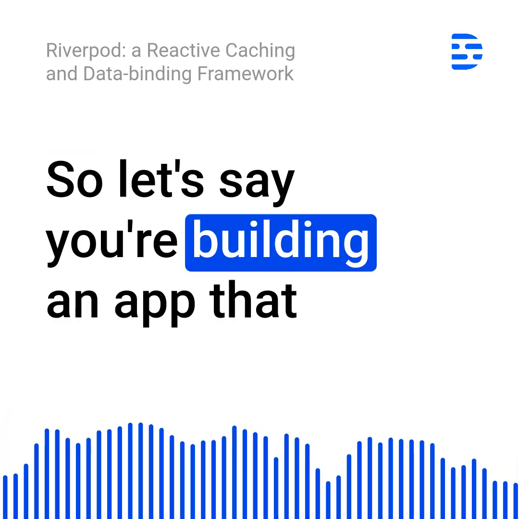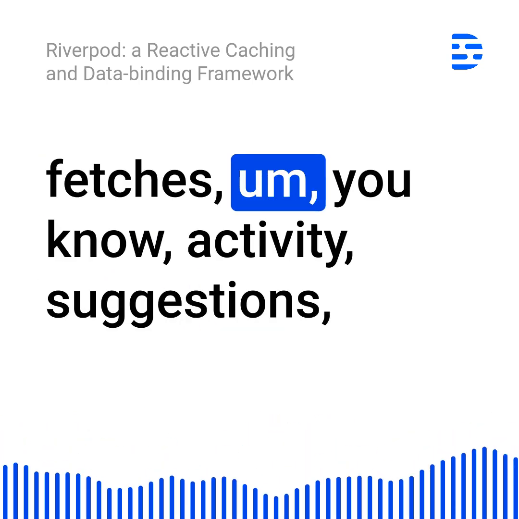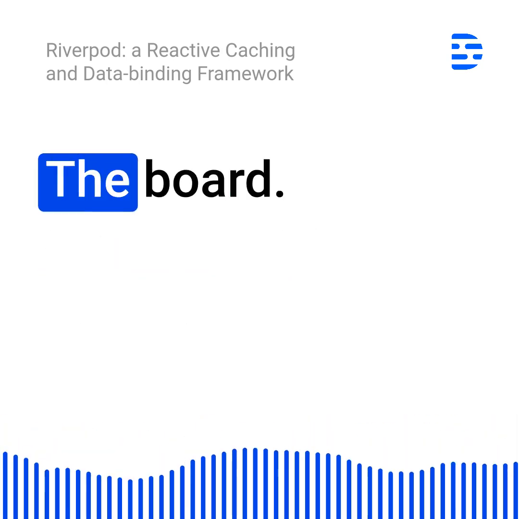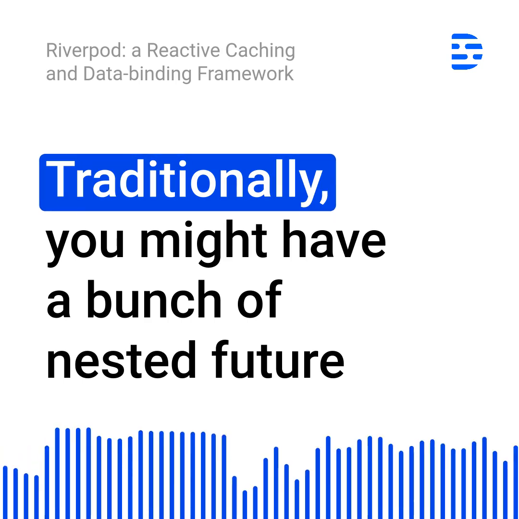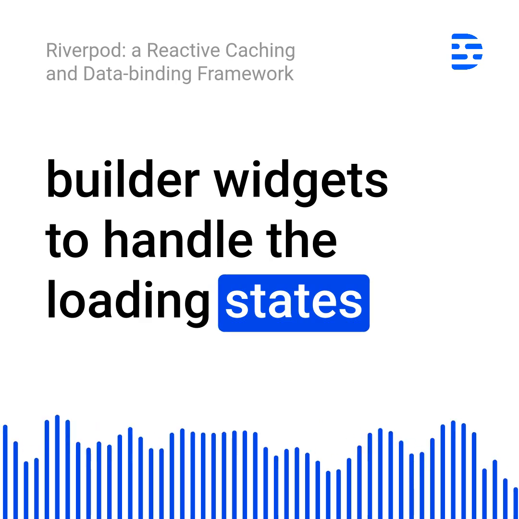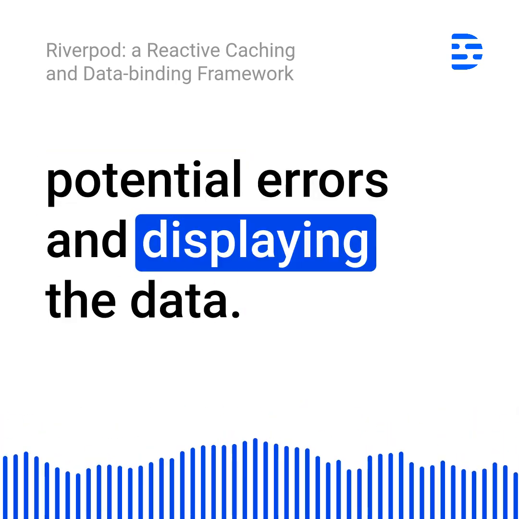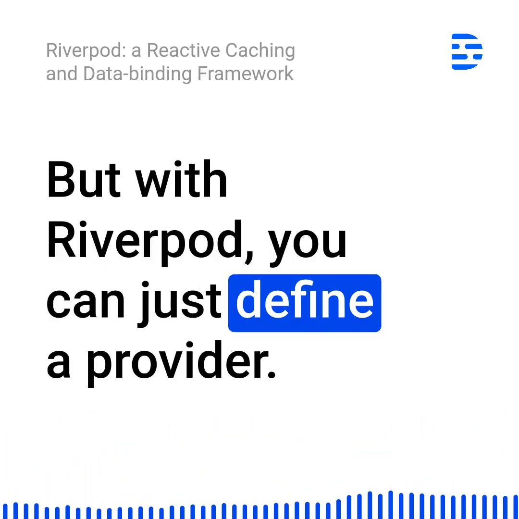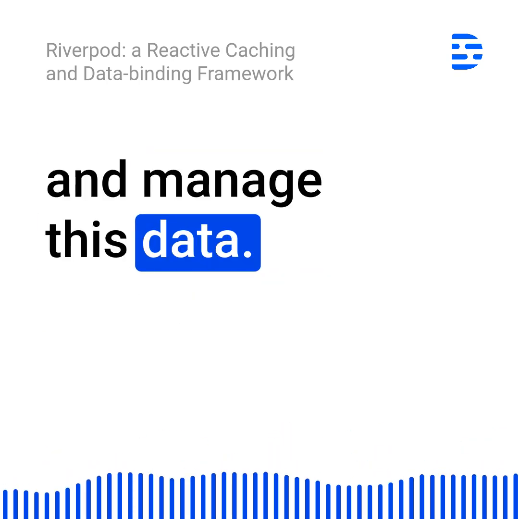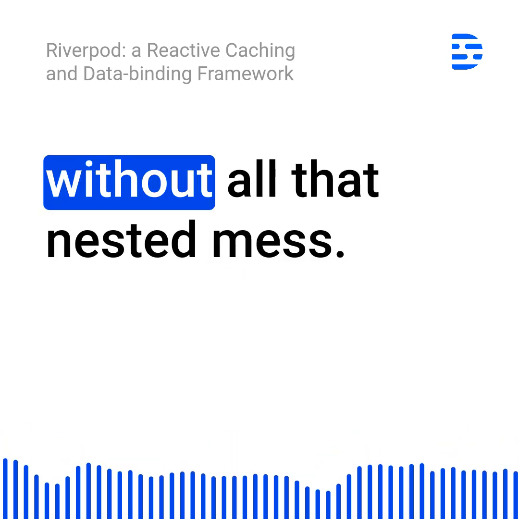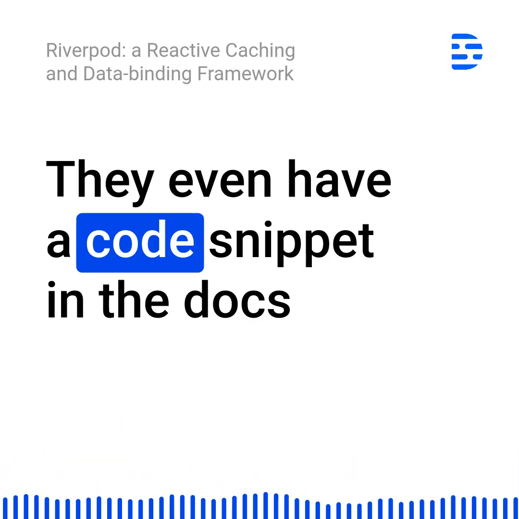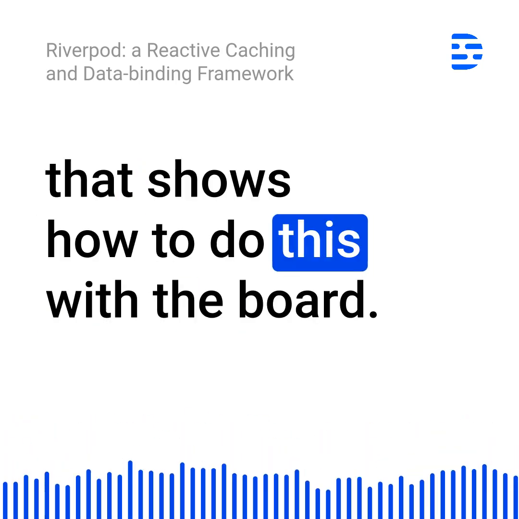Sure. So let's say you're building an app that fetches activity suggestions, fun things to do, from the Bored API. Oh, yeah, the Bored API. I love that one. Yeah, it's great. Traditionally, you might have a bunch of nested FutureBuilder widgets to handle the loading states, potential errors, and displaying the data. But with Riverpod, you can just define a provider. Think of it as a recipe for how to fetch and manage this data. And then just easily access it in your UI without all that nested mess. Okay, I'm starting to see how this could be helpful. They even have a code snippet in the docs that shows how to do this with the Bored API.